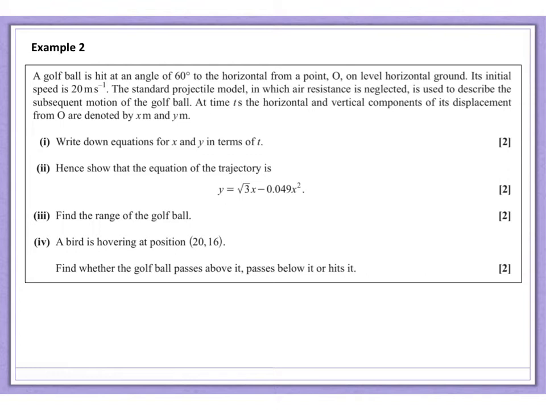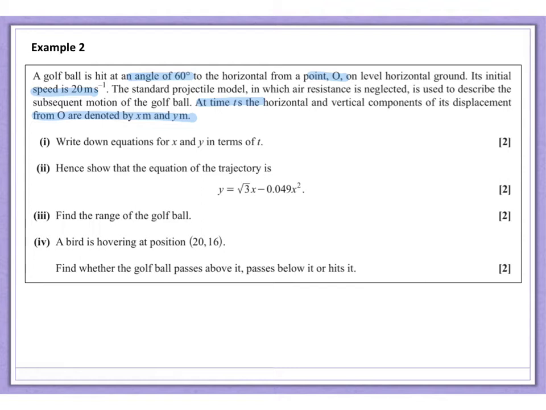We have a golf ball hit at an angle of 60 degrees to the horizontal from a point O on level horizontal ground. Its initial speed is 20 meters per second. The standard projectile model in which air resistance is neglected is used to describe the subsequent motion of the golf ball. At time t seconds, the horizontal and vertical components of the displacement from the origin are denoted by x and y. And we need to write down equations for x and y in terms of t for part 1.